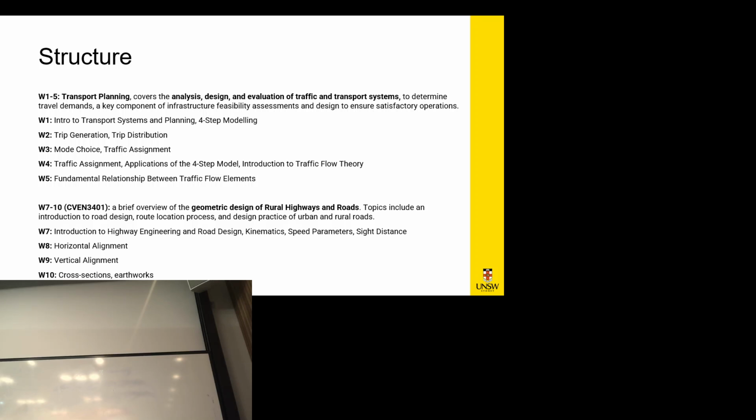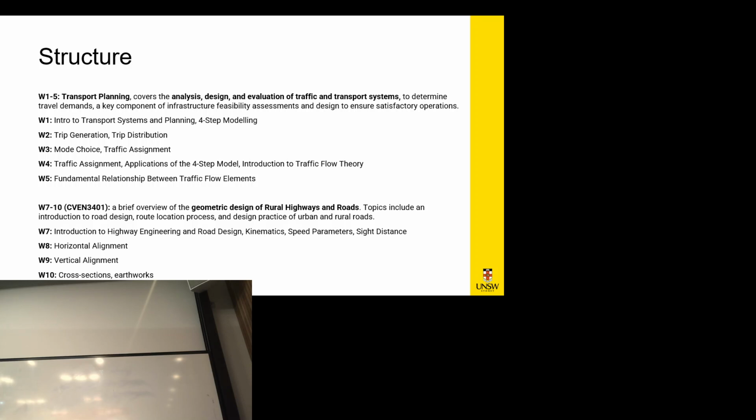Week 4, a bit more on traffic assignment, applying the 4-step model holistically and looking at traffic flow theory, and week 5 is more on traffic flow theory. Week 7 to 10 for the civil students will be about the geometric design of rural highways and roads, which includes road design, route location process, and design practice of urban and rural roads.